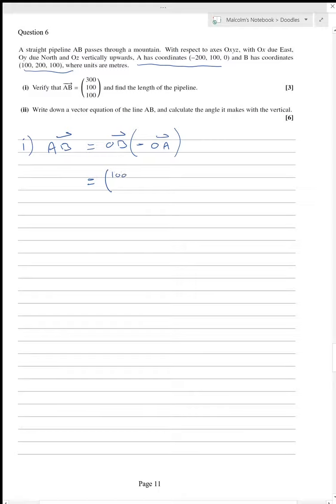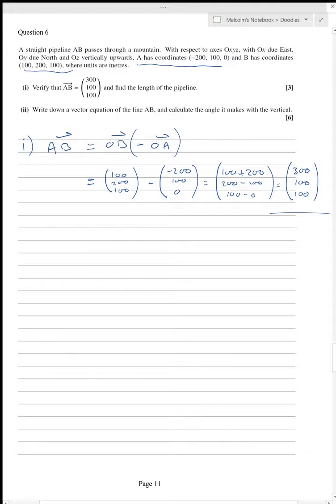We've got 100, 200, 100 as OB, and then we're going to be subtracting from that OA, which is minus 200, 100, 0. And that is hopefully going to look very much like the vector that we're given. So that's 100 plus 200, 200 minus 100, and 100 minus 0 to give me 300, 100, 100. So that is verified.